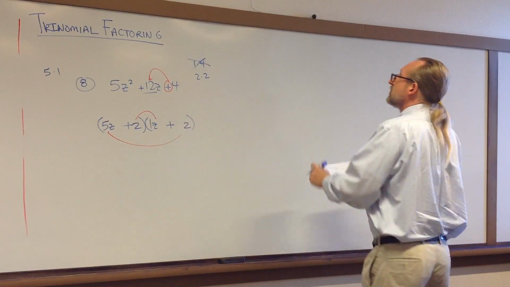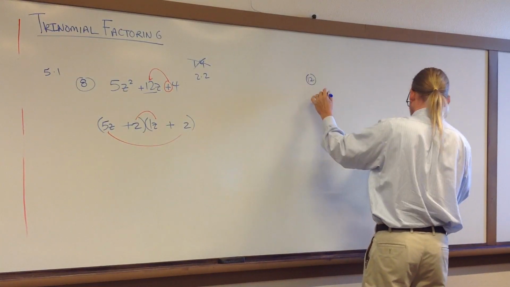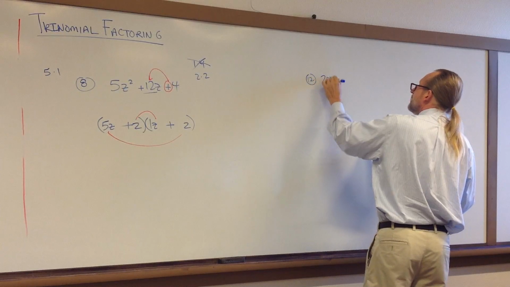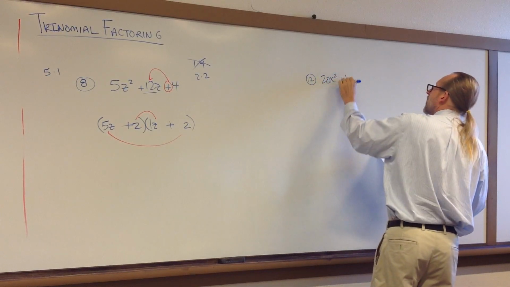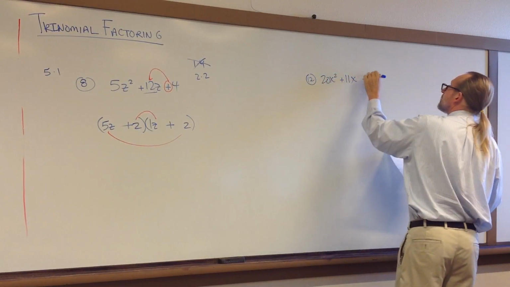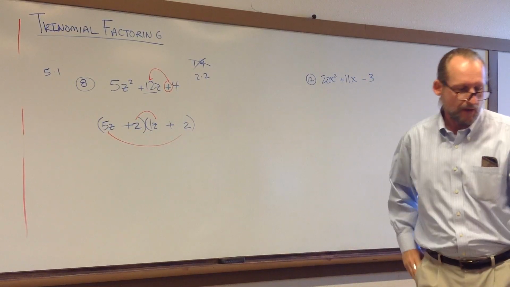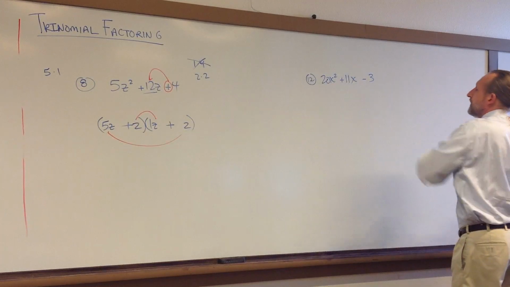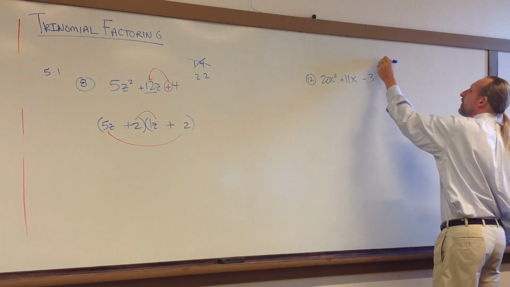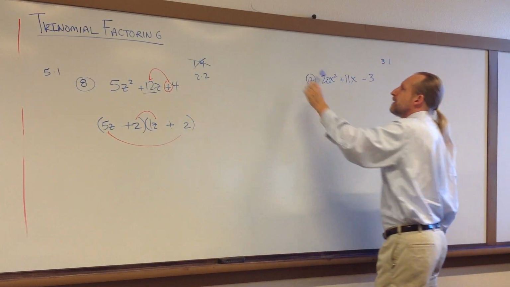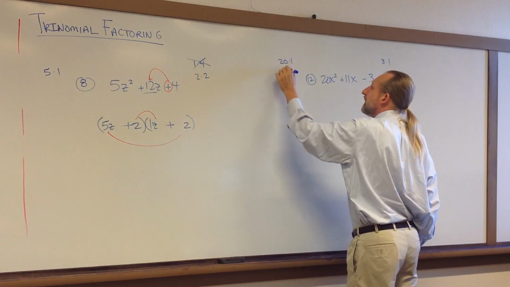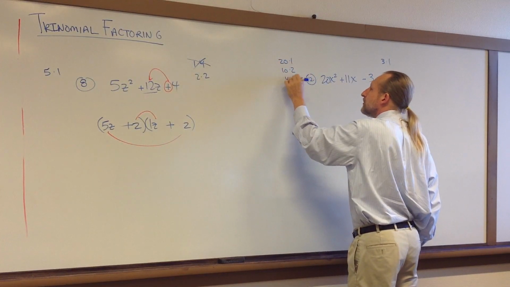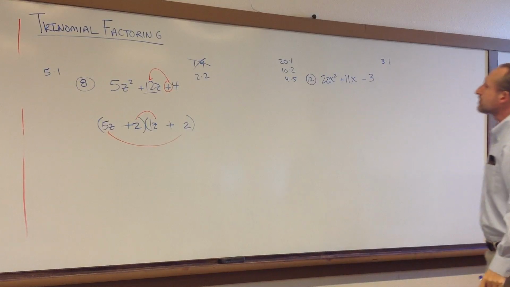Now let's look at problem 12. This is 20x squared plus 11x minus 3. Okay. So first we want to look at the first coefficient and the last coefficient. This one is 3 times 1. Over here we've got a lot of choices: 20 times 1, 10 times 2, and 4 times 5.